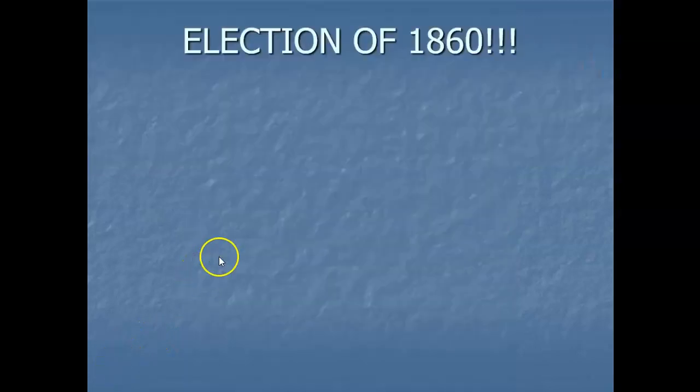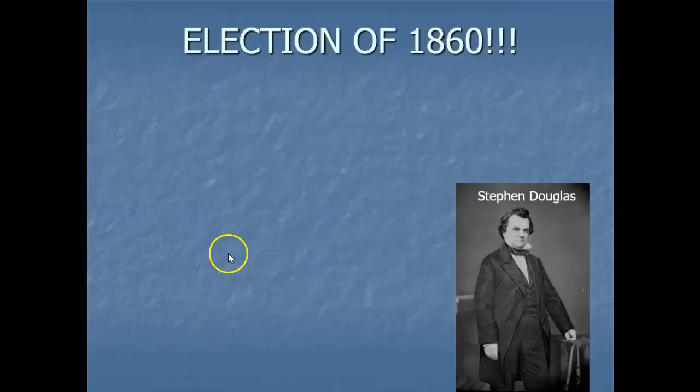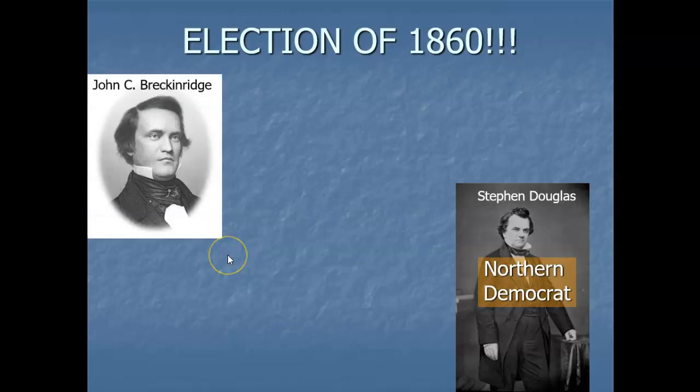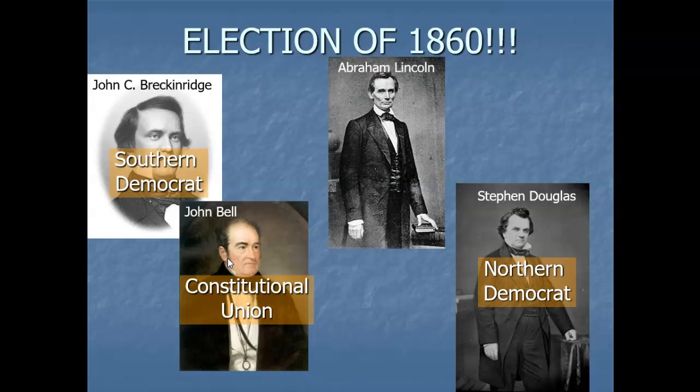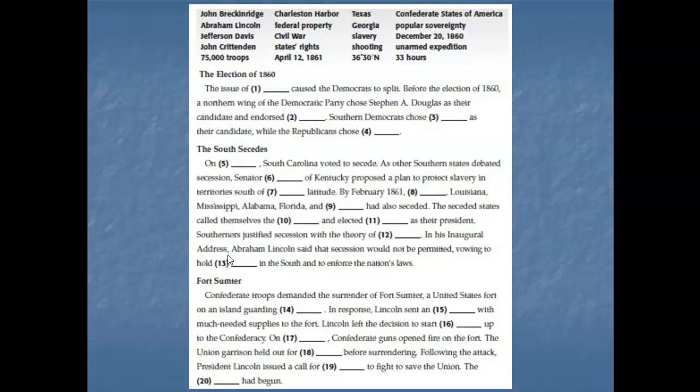The only candidate that's not discussed is the middle ground candidate. We had gone over these various ones, and John Bell was the one not mentioned on the sheet. But here you can see the candidates in the election of 1860. It's a crucial election because it's going to push the ball rolling towards eventual secession and then the outbreak of actual hostilities.